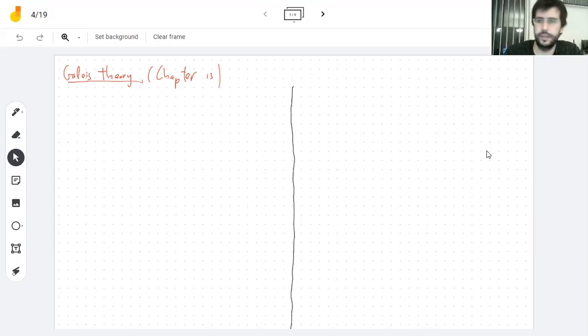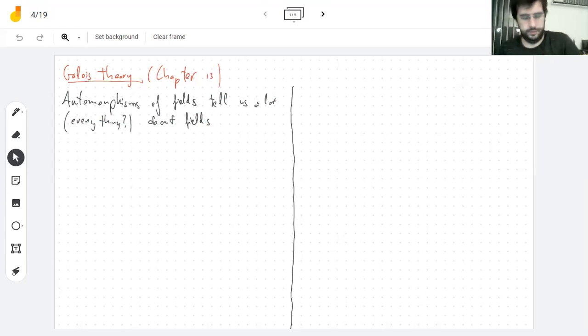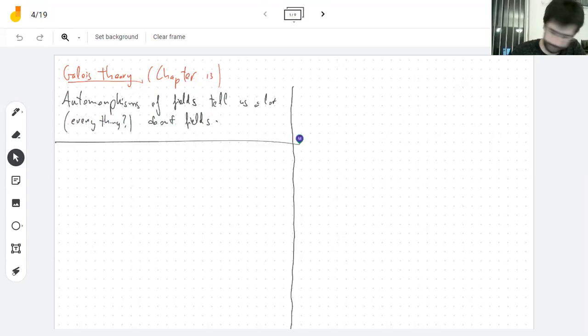So what's Galois theory about? Galois theory means you study automorphisms of fields, often automorphisms of algebraic extensions, and understanding these, we understand a lot about the fields themselves. So, what am I talking about? Today I'm going to talk about what automorphisms are and what we're doing.